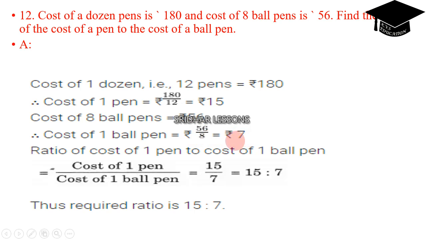Now we have to calculate the ratio of cost of 1 pen to the cost of 1 ball pen. Therefore, this is equal to cost of 1 pen by cost of 1 ball pen, which is equal to 15 by 7, or we can write this as 15 is to 7. This is the required fraction, or else this is the required ratio.